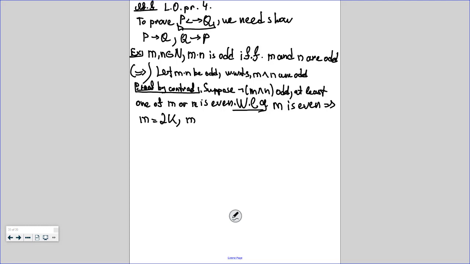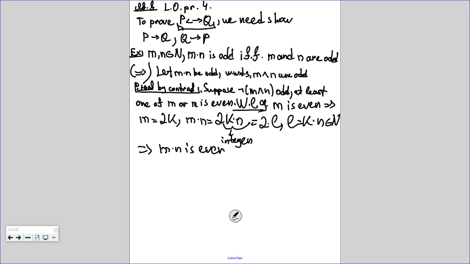So m multiplied by n is the same as writing 2k times n. But this is an integer, and we can write this as 2 times some l, where l is k times n, an integer. But from here it follows that m times n is even, which contradicts this part. So from here it follows that m and n both are odd.